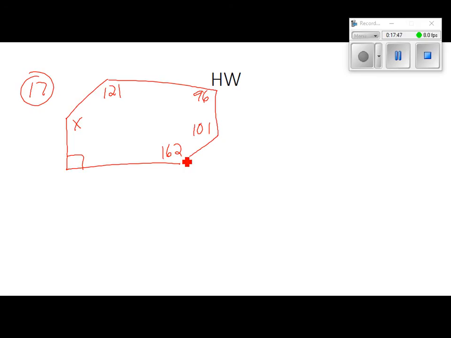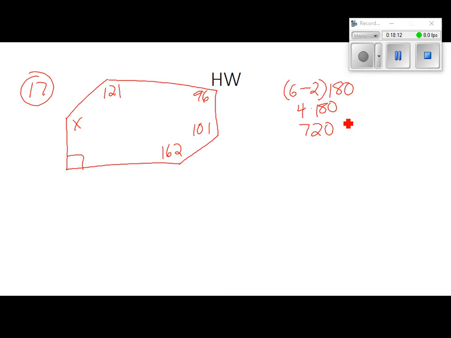99% of the time you're going to have to use this formula first. So 6 minus 2 times 180. What is 6 minus 2? 4 times 180. Didn't we just get done doing this? 720. Well, what's that 720? Does that mean our answer is 720? That means all 6 of those angles add up to 720.